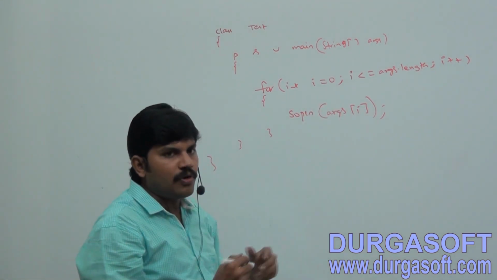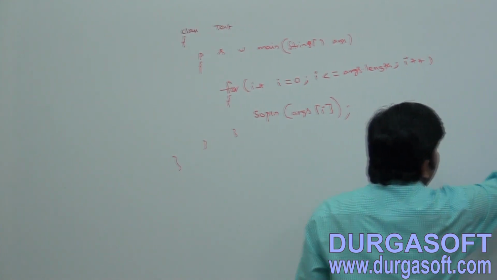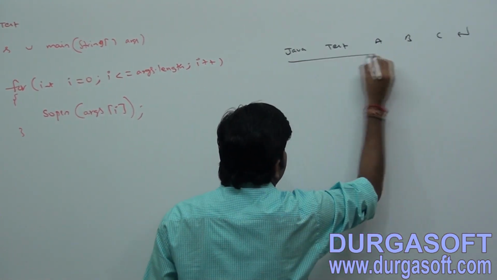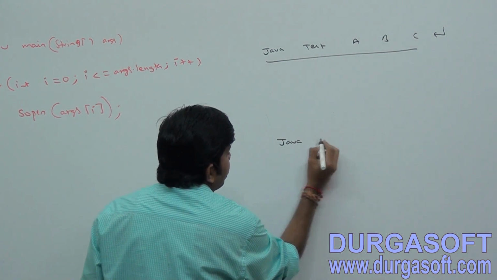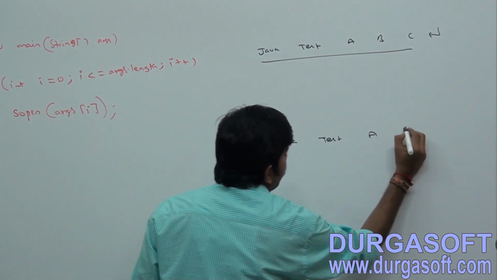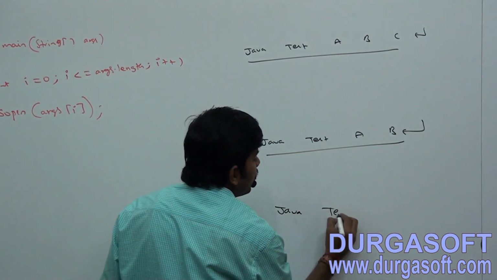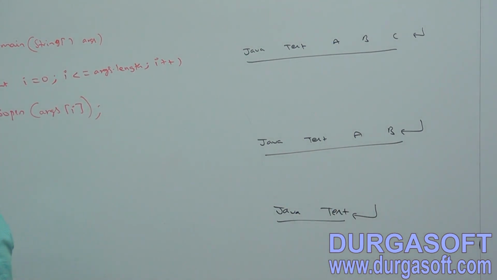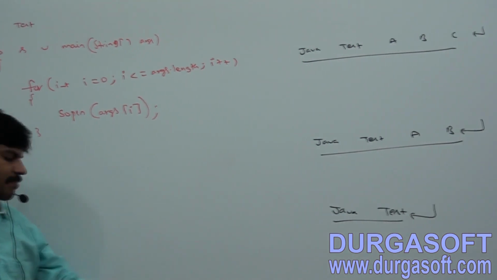Now how am I invoking this program? First invocation: java test A B C, like this. So this is my first invocation. Second invocation: java test A B, I'm taking the second one. Third invocation: java test, like this. Can you tell what is the output by default we are going to get in the first case, second case, third case?